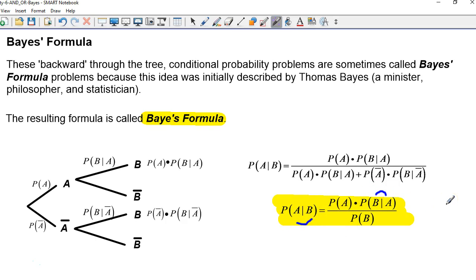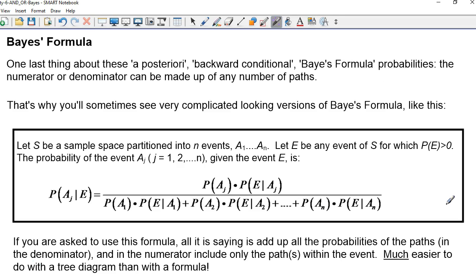But I really think it's easier to solve these kinds of problems using the tree diagram for the specific case that you're analyzing, instead of trying to piece together what these different conditional probabilities are in the formula. So one last thing about these a priori, backwards conditional, Bayes formula problems: the numerator and denominator can actually be made up of any number of paths. Now, to keep this video simple, I just used two paths. But there could be any number of paths.